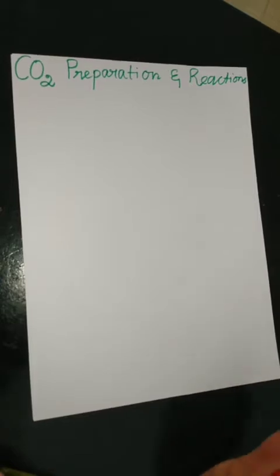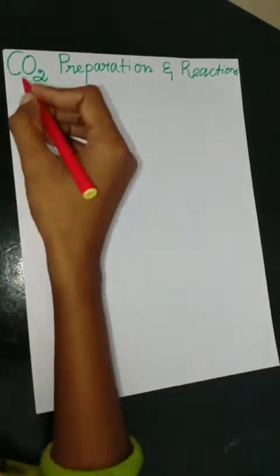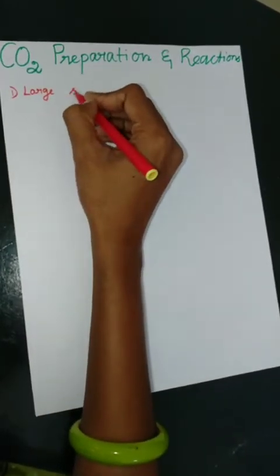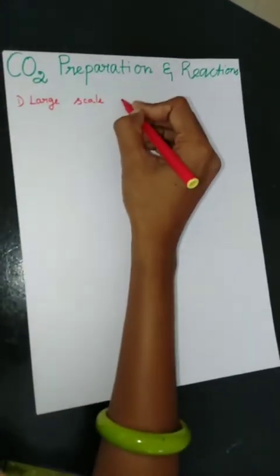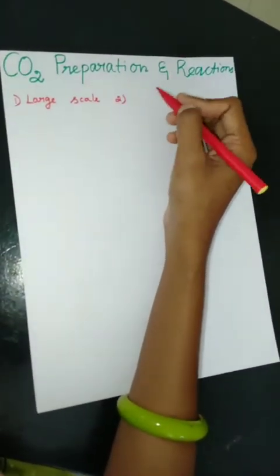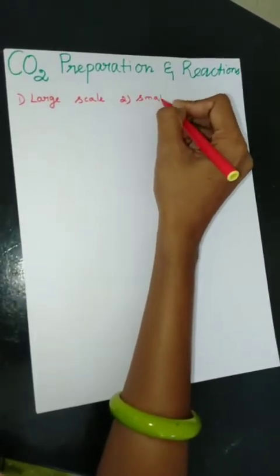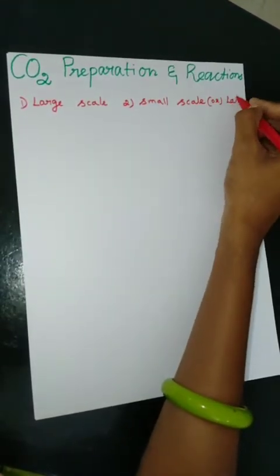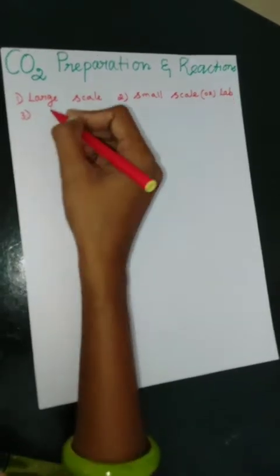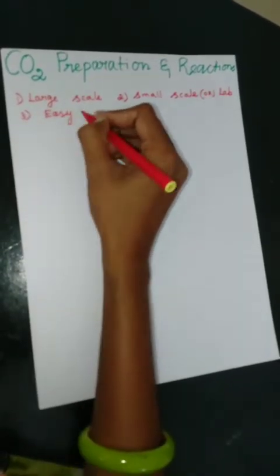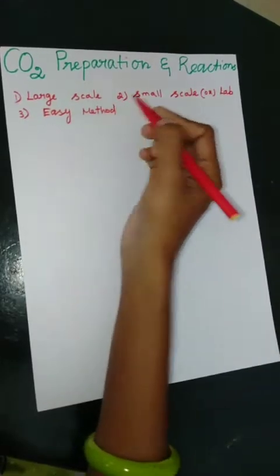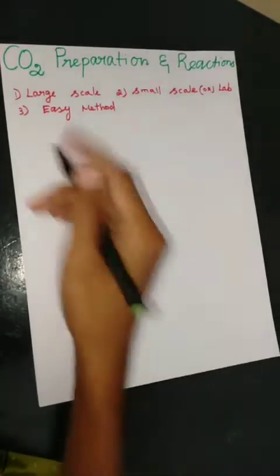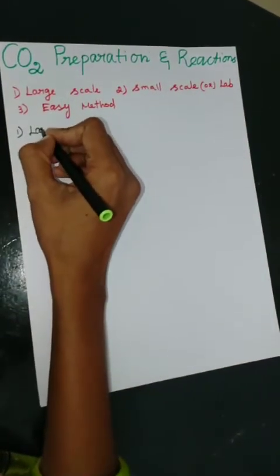So carbon dioxide ல மூணு டைப்ல நம்ம we can prepare, that is large scale method, and second method is small scale, which means laboratory preparation. And the third one is easy method. So இந்த மூணு மெத்தட்ல தான் நம்ம prepare பண்ண போறோம். So first one, that is large scale.